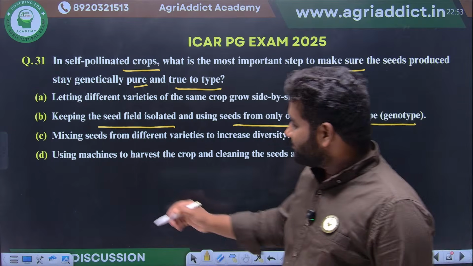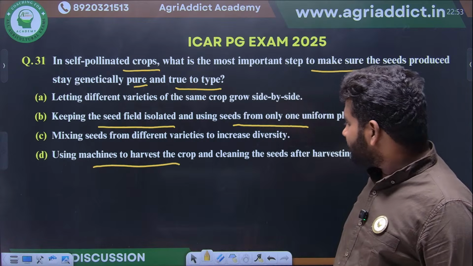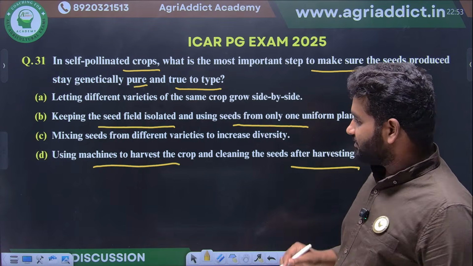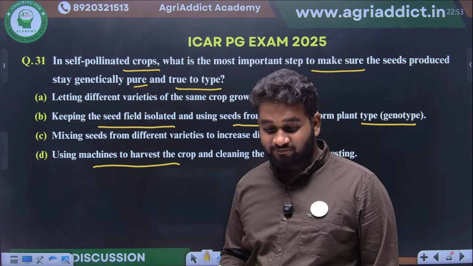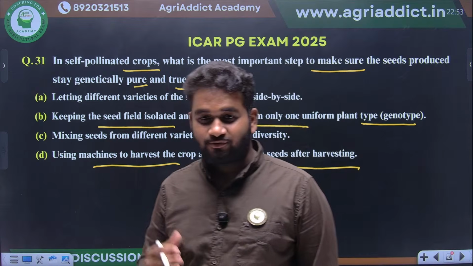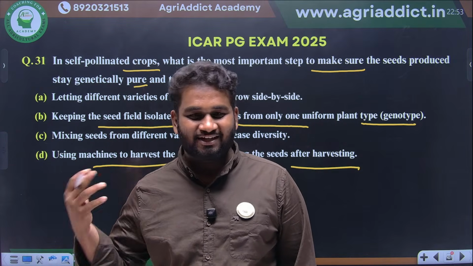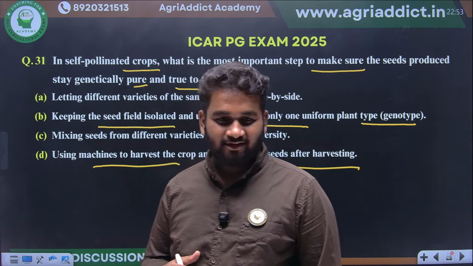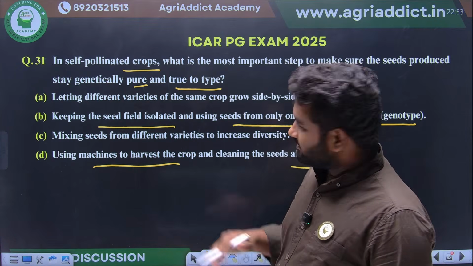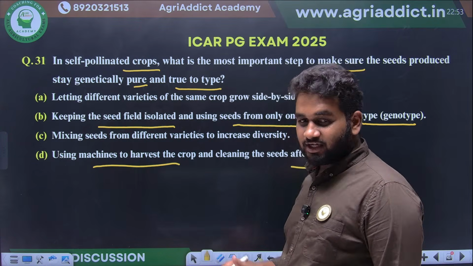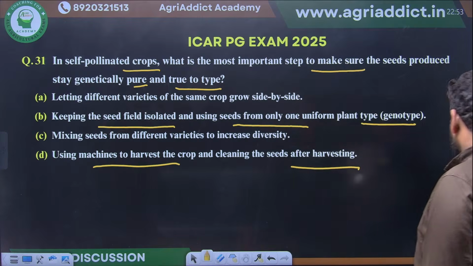Using machines to harvest the crop and cleaning the seeds after harvesting. In breeder seed production or nucleus seed production, if you use harvesters or any combined harvester, then again there will be contamination and a mixture. This is also not an option. Your second option is the correct answer.